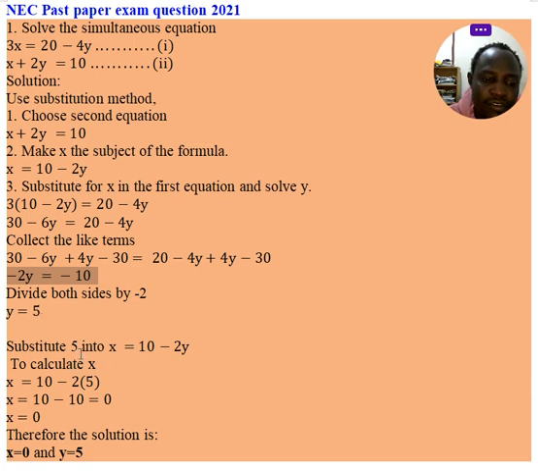So we now substitute this into x is equal to 10 minus 2y, because that was the value of x after we made x the subject. So x is equal to 10 minus 2y, but y is equal to 5, so it is 10 minus 2 times 5, which is 10. So 10 minus 10 is 0, implying that x is equal to 0.